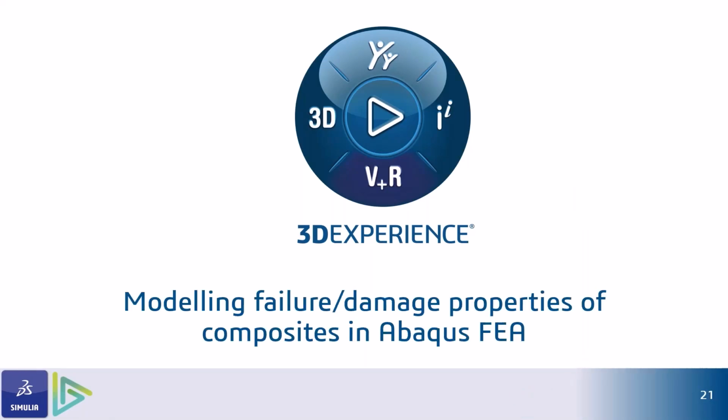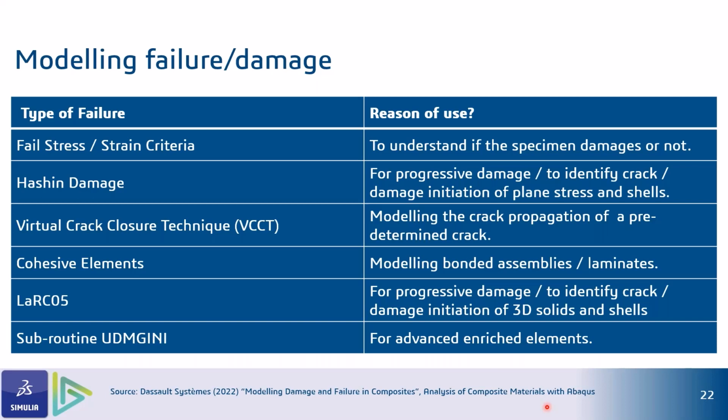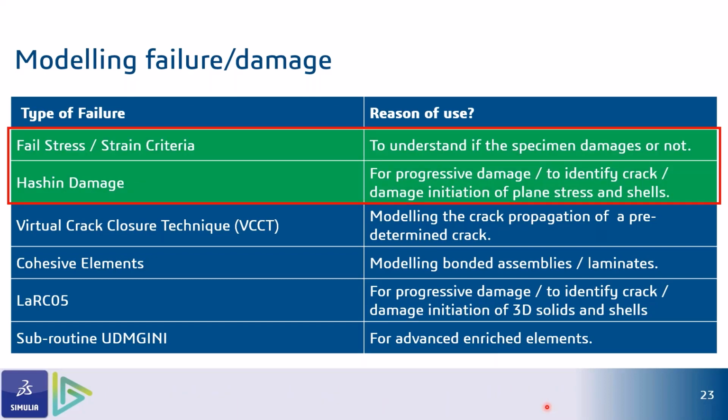So let's go to the topic of how we can model failure and damage properties of composites in Abaqus FEA. Abaqus has a rich list of capabilities in how it models composites. You can have a good look, take a screenshot of the different techniques that Abaqus uses to model composites. But since the general crowd has never used composites analysis in Abaqus before, we will go through two basic ones that are mostly done by engineers in understanding composite damage. One is called the fail stress and fail strain criteria, to understand if the specimen damages or not. And the other one is a little more advanced technique called the Hashin damage. This allows us to identify cracks and damage initiation of plane stress and shells. So it's a good base to start with the damage modeling capabilities in Abaqus.